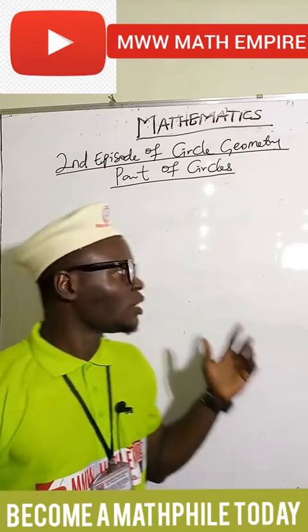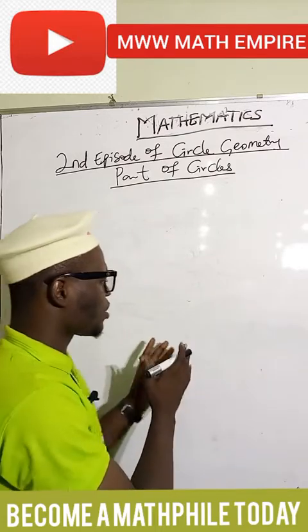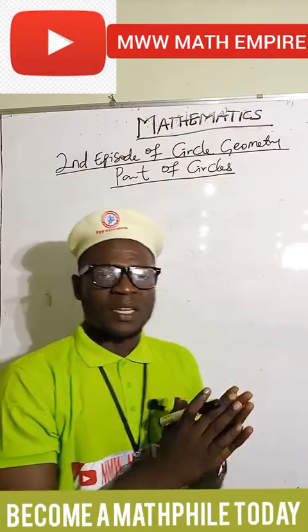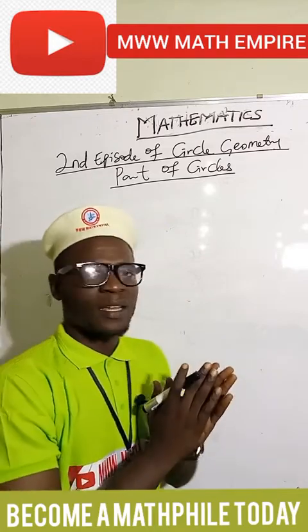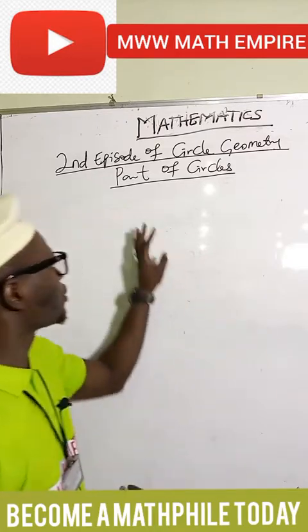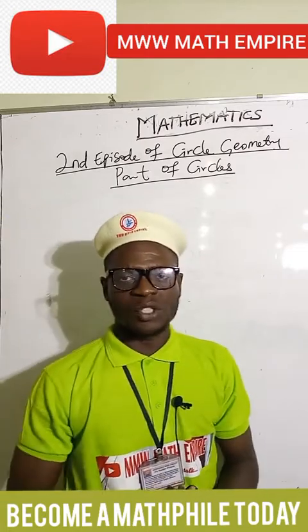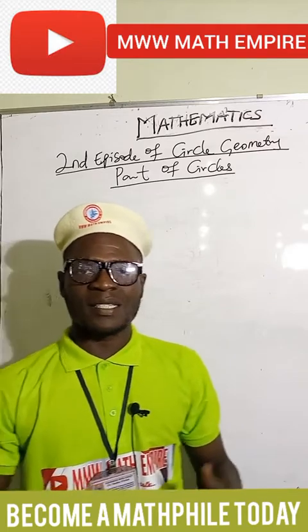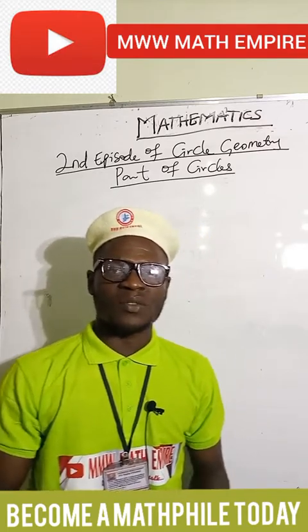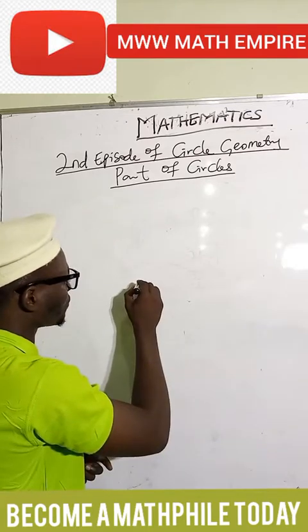Previously, we've done an intro to circle geometry, where I concentrated on pi, the invention of pi, and the intro to the circle itself. So in this video, we are going to discuss the parts of circles. But I want to refresh us with the definition of a circle, which reads that it is a set of points that are equidistant from another point. That point is the point of origin.